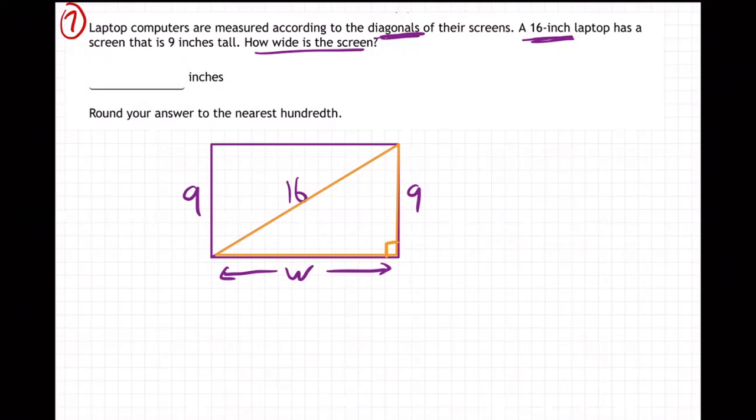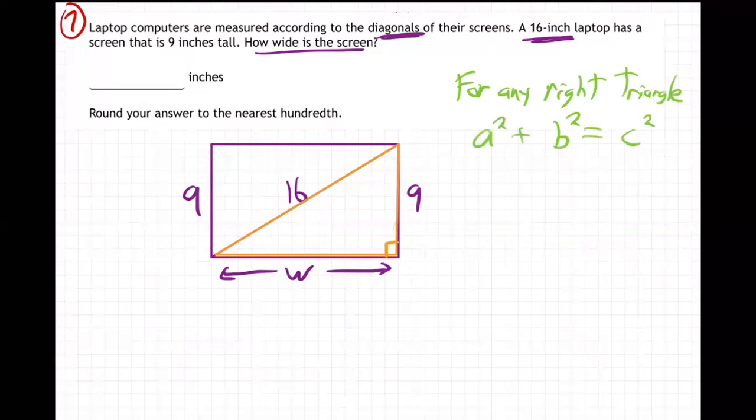Okay, and for any right triangle, whenever we see a right triangle, a triangle that has a 90-degree angle, like right there, what do we always use? A squared plus B squared is C squared, right? The Pythagorean theorem, A squared plus B squared is C squared. That's what we always use anytime we have a right triangle. Okay, now the question is, the million-dollar question, which side is C?